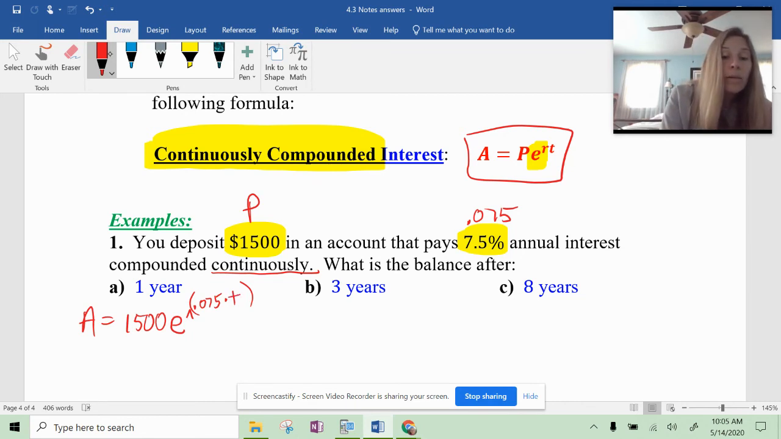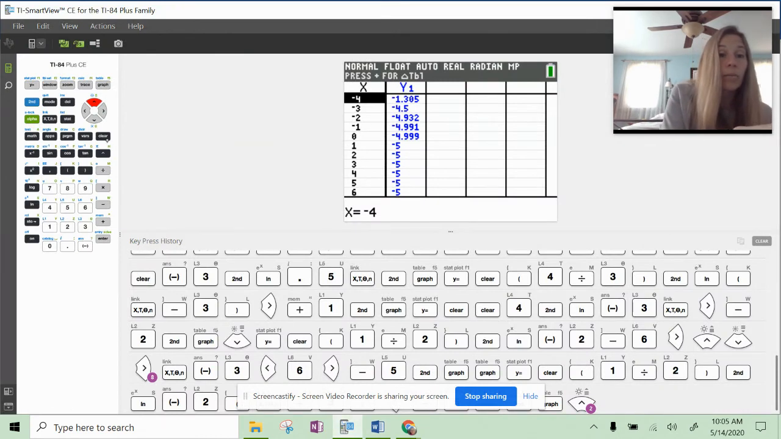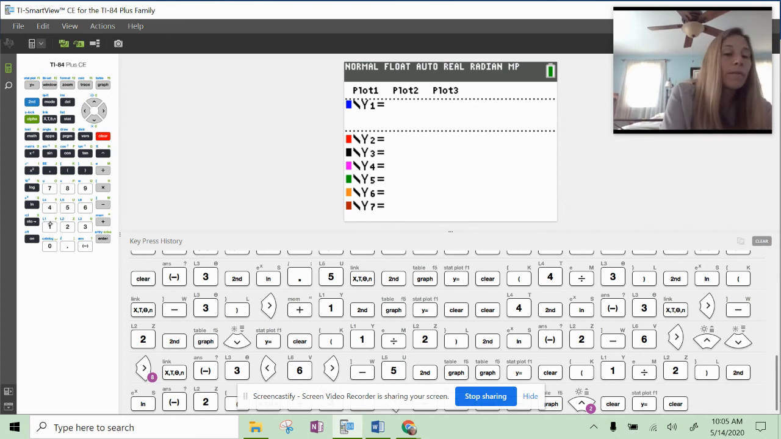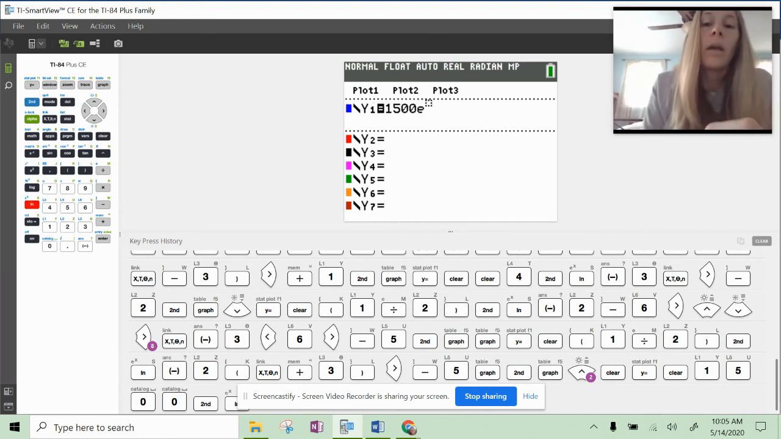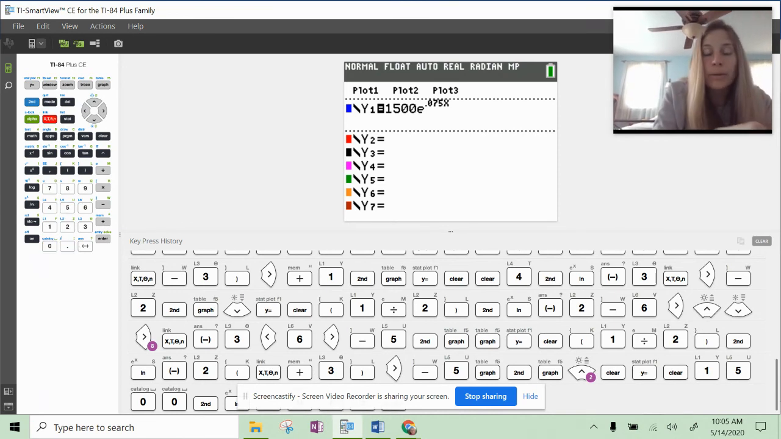Or if you keep it a variable, you can just put this in on your graphing calculator and get all three answers at once. So since we've been mostly using the graphing calculator, I would recommend you just do it that way if you're finding it for multiple years. So if you go into your y equals, you would type this in. So you're going to have 1,500 times your E, and then you're going to raise that to 0.075, and then your variable X or T.